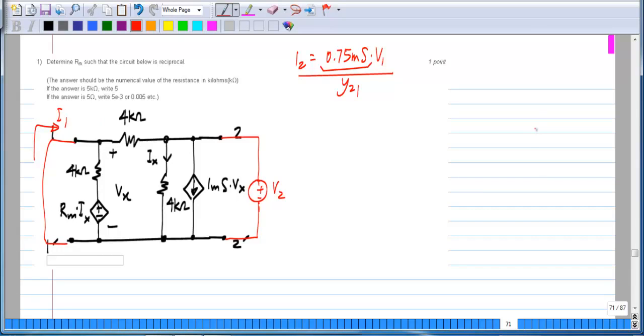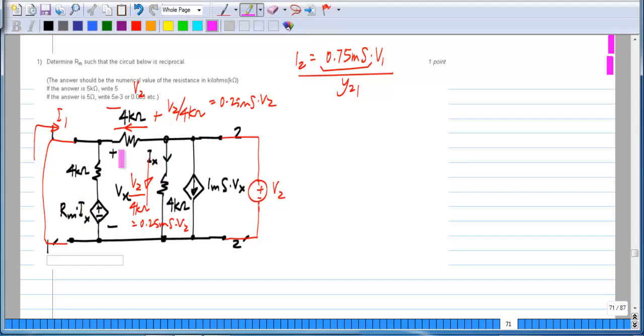Okay. So again, let's see what happens. Across this 4 kilo ohms we have V2, which means that the current here is V2 by 4 kilo ohms, or 0.25 millisiemens times V2. Across this we again have V2, which leads to a current V2 by 4 kilo ohms, or 0.25 millisiemens times V2. Now this Ix here, which is 0.25 millisiemens times V2, gets multiplied by Rm.